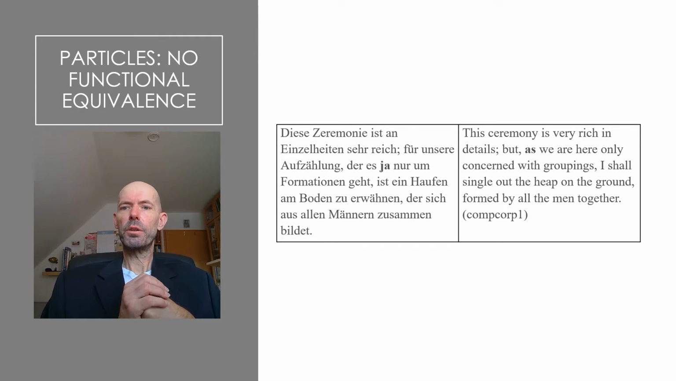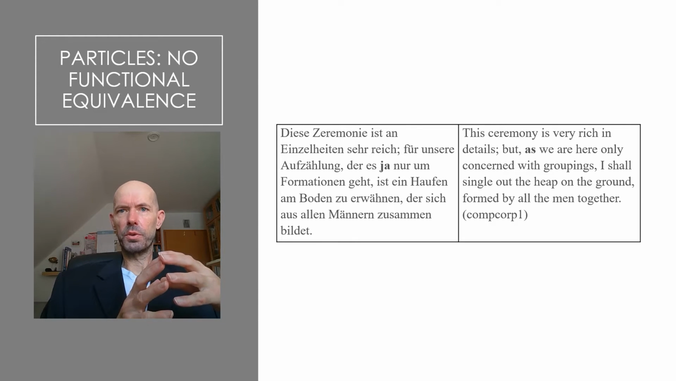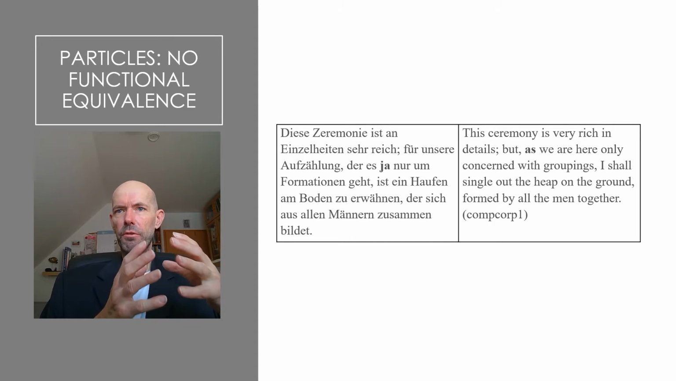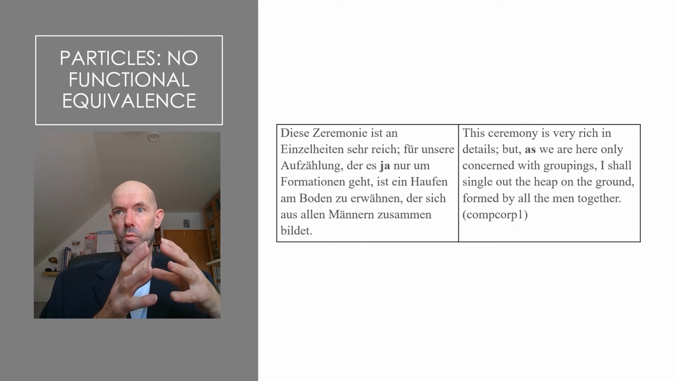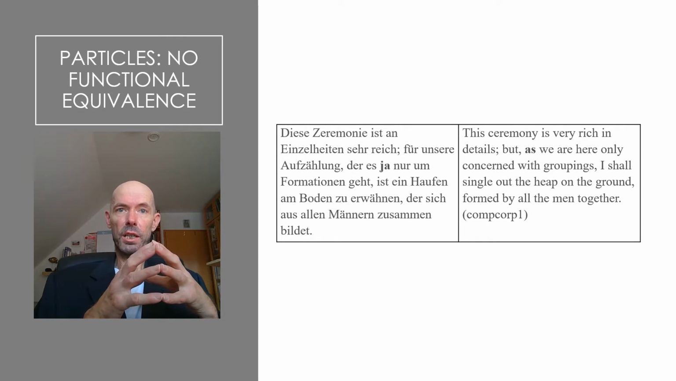But as we are here only concerned with groupings, I shall single out the heap on the ground formed by all the men together. Now, strictly speaking, the German particle ja and the English conjunction as are not functionally equivalent. Ja suggests that the proposition made is based on given information that is shared by the author and the reader, while as simply has a chiefly causal meaning.